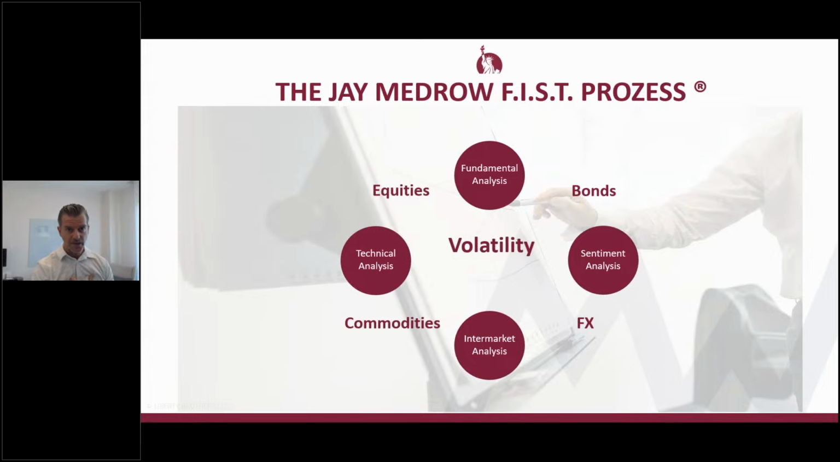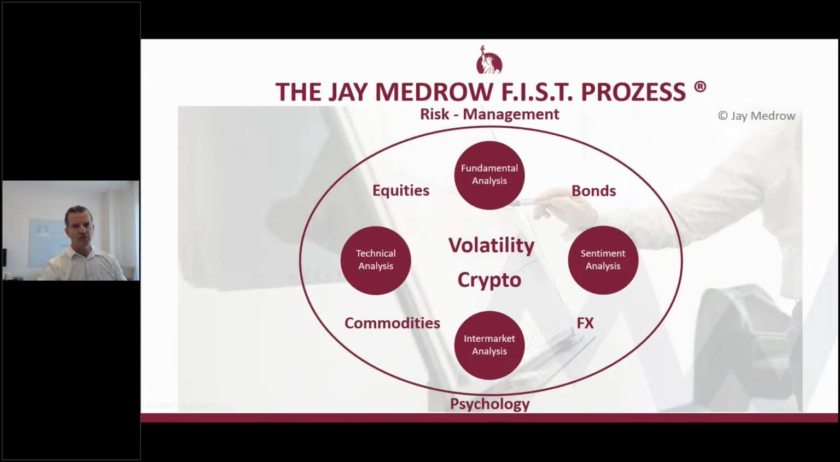It was us at Lehman Brothers who introduced volatility as a tradable new asset class, and crypto. Crypto is a new asset class. It's part of the regime now, of the environment, sorry. And all of that is embedded in risk management and psychology.